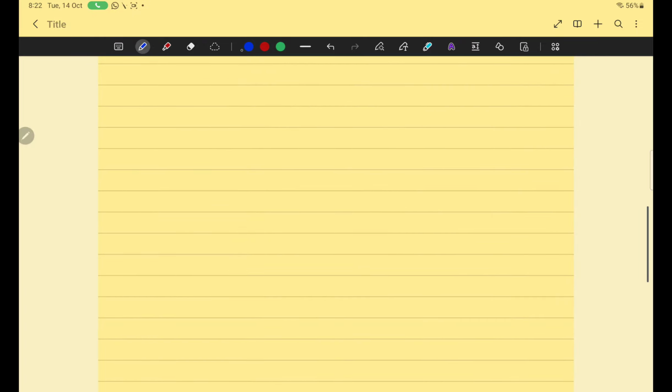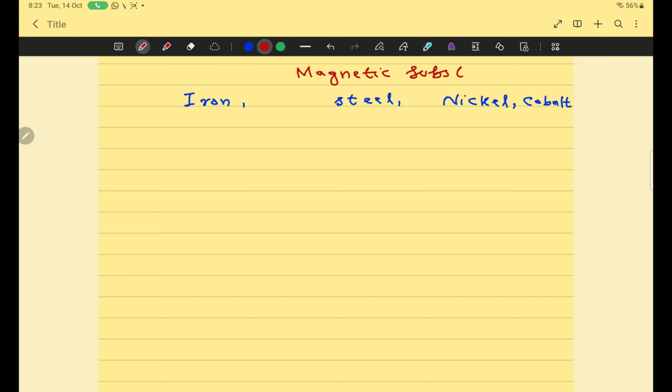As well, you should know that iron, steel, nickel, and cobalt are called magnetic substances.